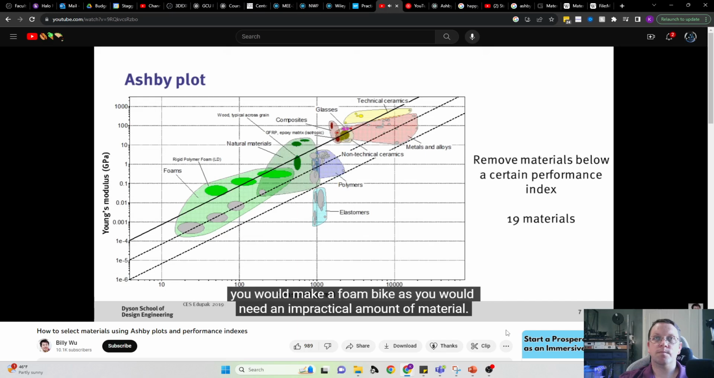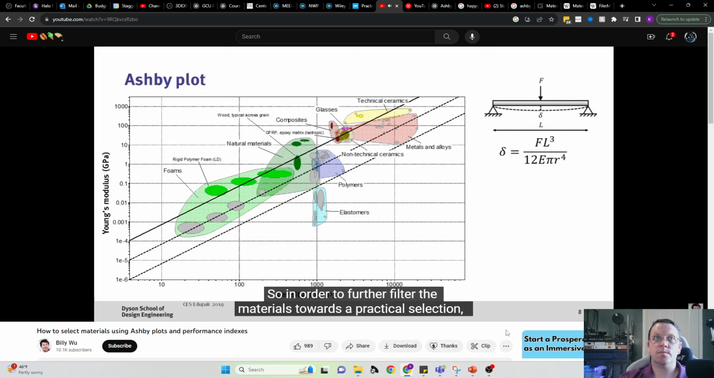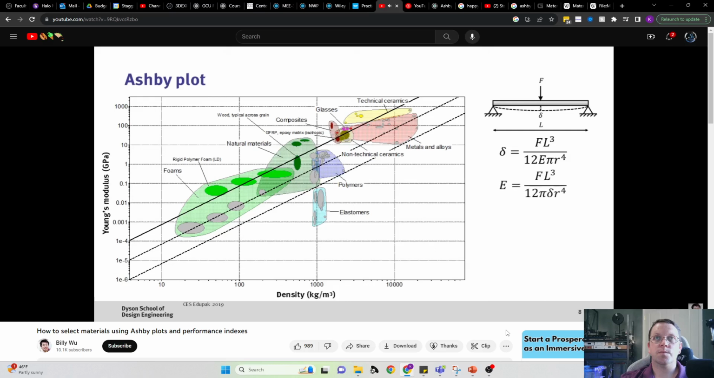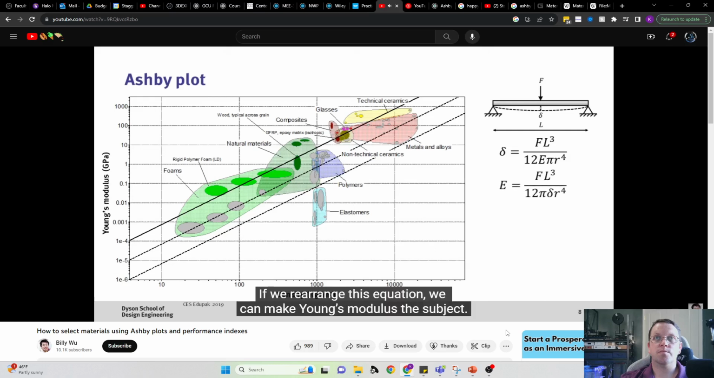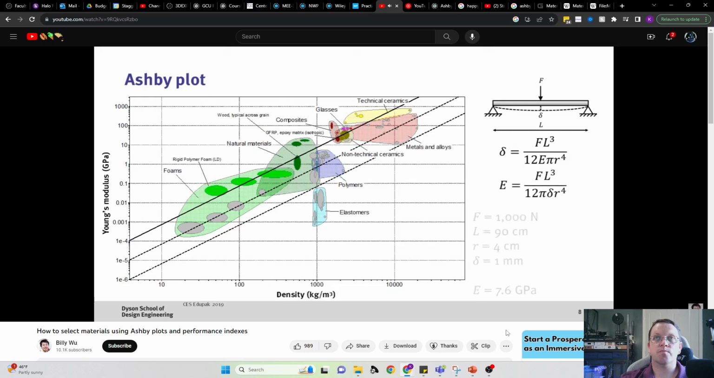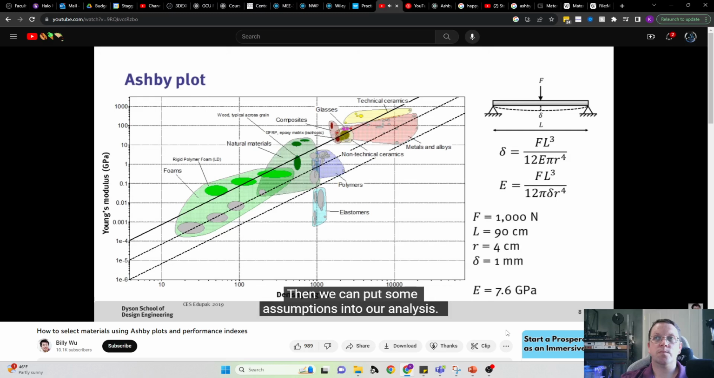So, in order to further filter the materials towards practical selection, let's return back to our original governing equations. In the original example, where we simplified the problem to a beam supported on either end with a centrally loaded force, we can define the deflection as a function of the geometry, force, and Young's modulus. If we then rearrange this equation, we can make the Young's modulus the subject. Then, we can put some assumptions into our analysis.